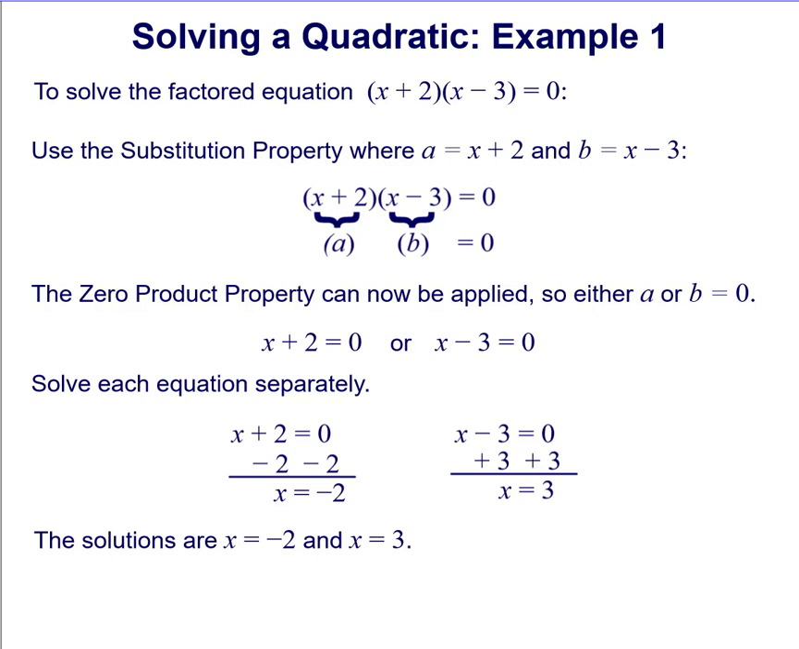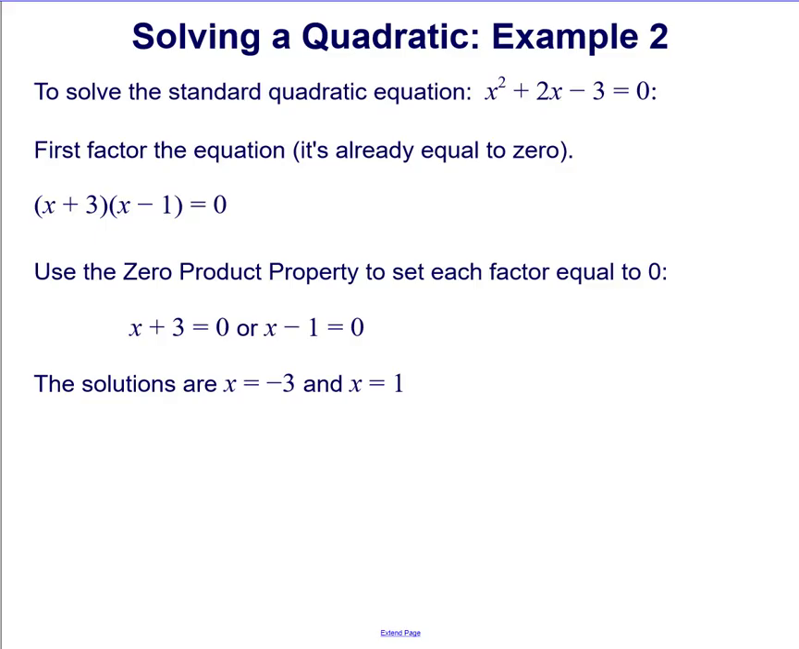Now the zero product property can be applied. So one of these two, a or b, has to equal 0. So we can consider both cases. We'll take x plus 2, set that equal to 0, or x minus 3 and set that equal to 0. By solving each equation separately, we see that x can equal negative 2 or x can equal 3. So the solutions are either x is equal to negative 2 and x is equal to 3.